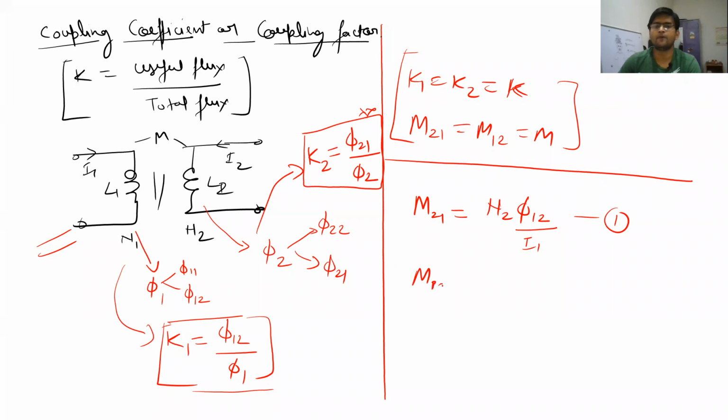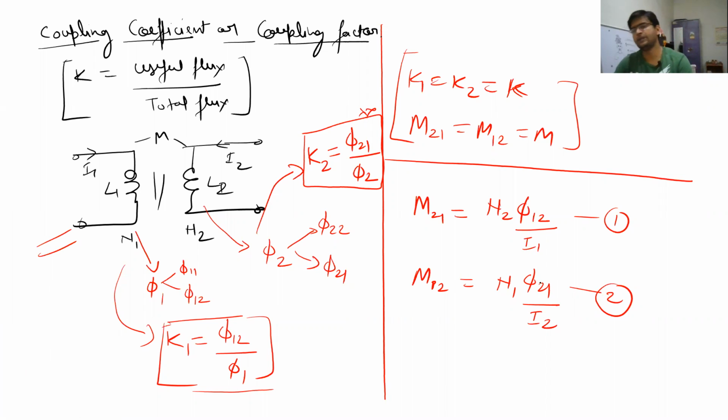Similarly, M12 can be called N1. M12 is the mutual inductance of the first coil due to the flux coming from the second coil. So this can be written as N1 multiplied by phi 21 divided by I2. So this is your equation 2.